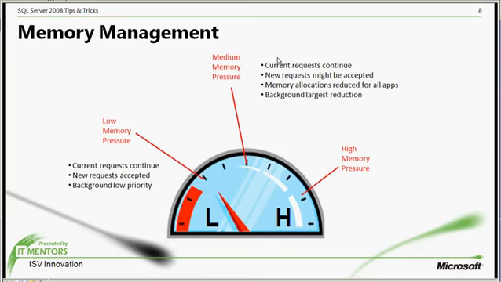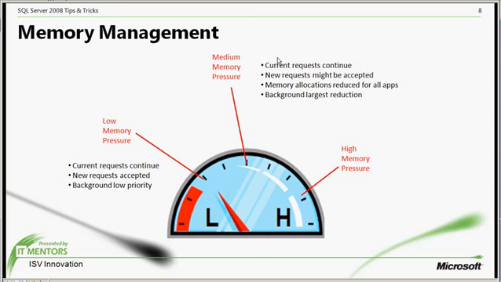So there are three thresholds here that we can work with when it comes to memory management. We have low memory pressure, medium, and high. And again, these thresholds are what we can configure, so I'll show you that in just a bit. But what do they mean? What happens when we go from low to medium to high? Well, when we are within the low range, current requests are going to continue, new requests are accepted, and background is set to a low priority.